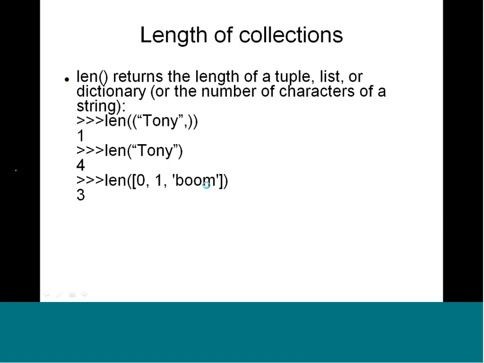Now collection length is computed using the len function, which returns the length of a tuple, list, or a dictionary, like the number of characters of a string. So len of Tony with these parentheses, because this is a tuple and we are looking for the length of the tuple, returns 1. But if you do the length of just Tony without the tuple, it returns 4. And the length of a list, which is 0, 1, boom, is 3.